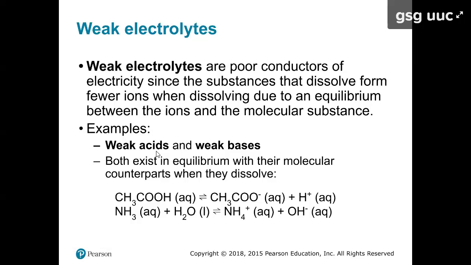And again, the primary difference between the strong and the weak is the number of ions that are produced by those solutions. So the single factor that separates a strong acid from a weak acid is how many ions it produces when it dissolves. More ions mean stronger electrolyte.